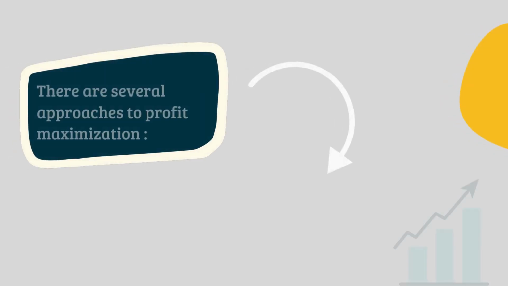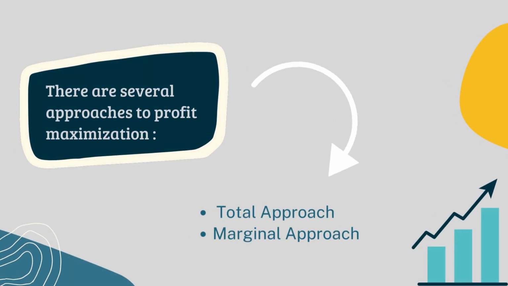There are several approaches to profit maximization. The total revenue minus total cost method relies on the fact that profit equals revenue minus cost, and the marginal revenue less marginal cost method is based on the fact that total profit in a perfectly competitive market reaches its maximum point where marginal revenue equals marginal cost.